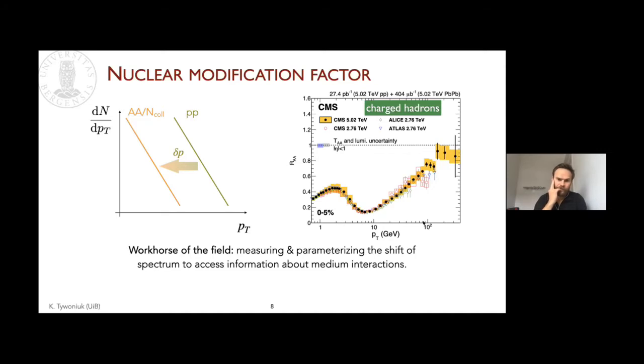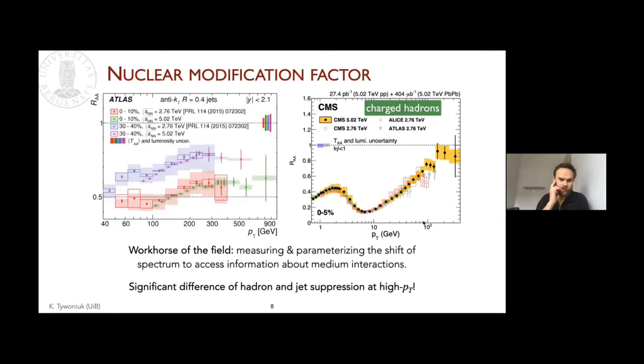And at CMS, we have a lot of information about this. So now I show you the charged hadron RAA, and also the jet RAA. So there's a significant suppression of the yields of producing charged hadrons at high PT and also jets at high PT. However, in the two problems, there are slightly different types of tools that are needed.